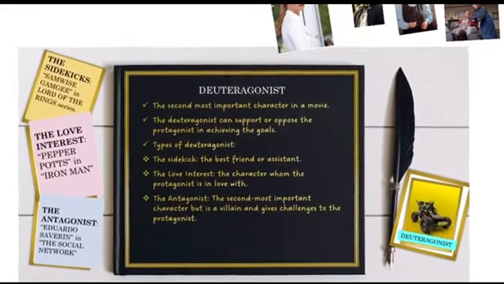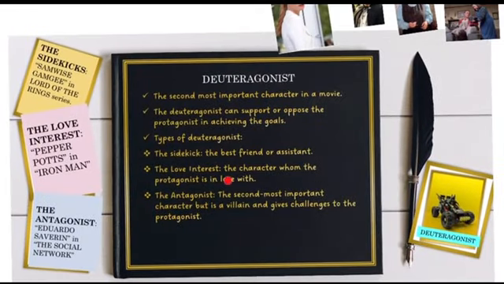The third type of deuteragonist is known as the antagonist. So we discussed earlier on what antagonist is. So in deuteragonist, okay, we can also have an antagonist. So there is an overlapping of the types in the character that you can have in the movie. So this character is the villain in the movie, but it is the second most important character. So the antagonist creates challenges for the protagonist since they both have opposite goals.